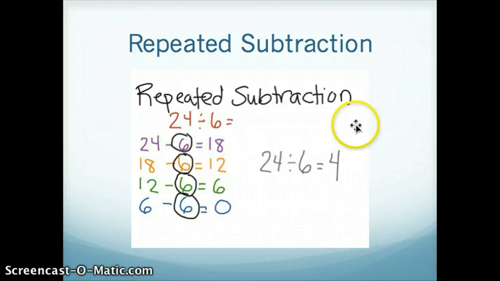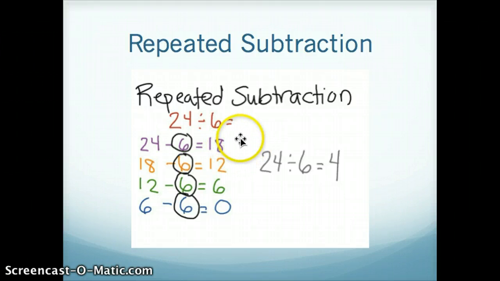The last way that I'm going to teach you is repeated subtraction. We learned previously with our multiplication that that is the same as repeated addition. Division is the same as repeated subtraction. The new problem that we're going to use for this example is 24 divided by 6. We are going to repeatedly subtract the number 6 until we end up with 0.